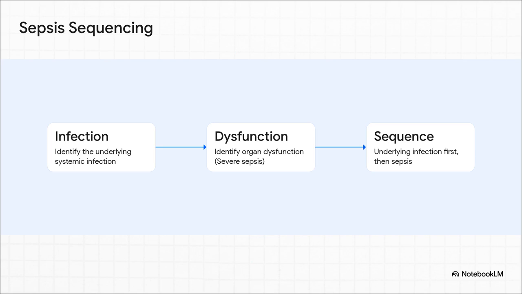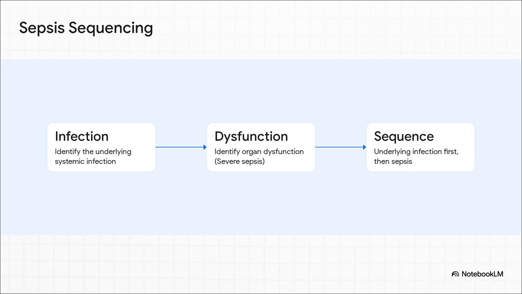Step 1, identify the underlying systemic infection, like an E. coli UTI. Step 2, identify if there is organ dysfunction. If there is, that elevates it to severe sepsis. Step 3, sequence the underlying infection code first as the principal diagnosis, followed by the secondary severe sepsis code.